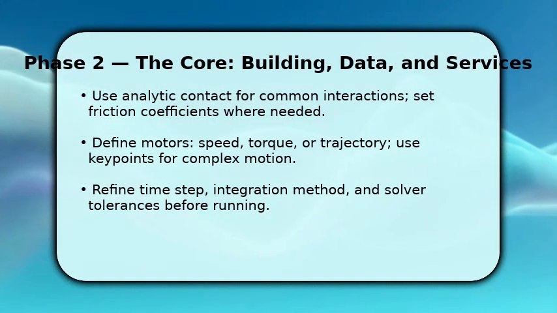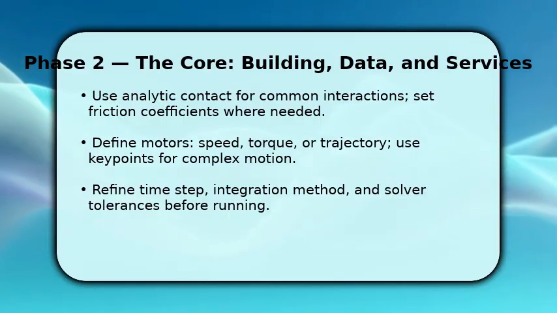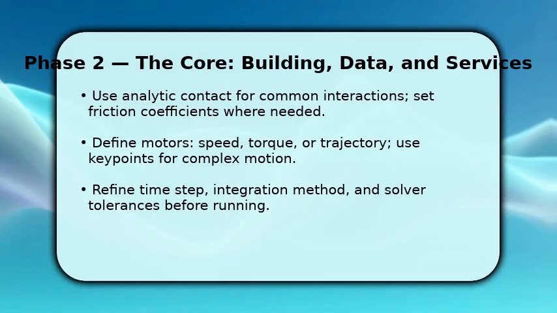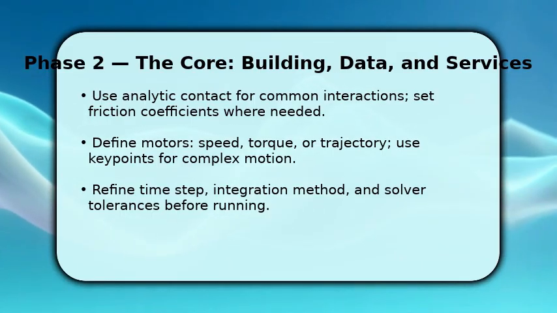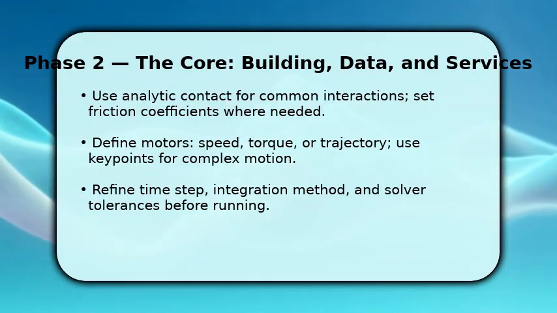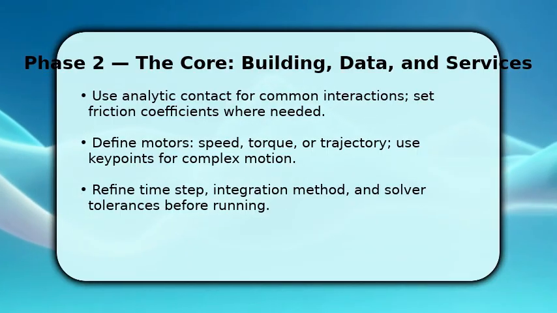Now you set up interactions and active inputs. Define contact pairs selectively and choose analytic contact for speed, adding friction coefficients when slip matters. Insert motors or actuators. Pick constant speed for simple rotation, torque for load tests, or path mates for cam-like motion.